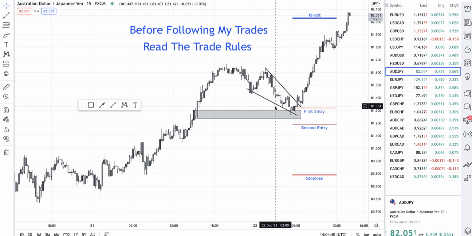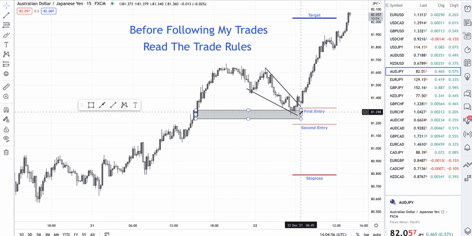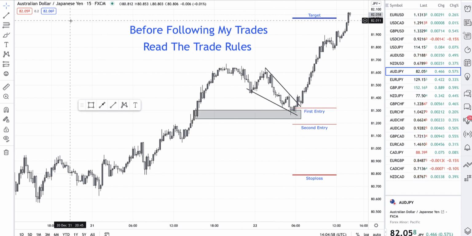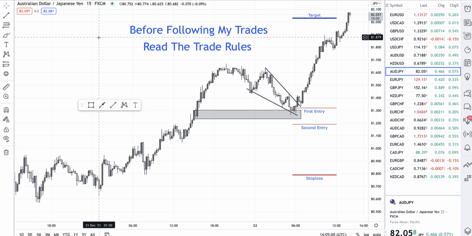Okay, so hi guys. Today I will be explaining to you how I trade the currency strength meter trading strategy. I took several trades today, 4 trades. The first one I will explain to you was on the AUD yen, and I entered it at around 81.30.